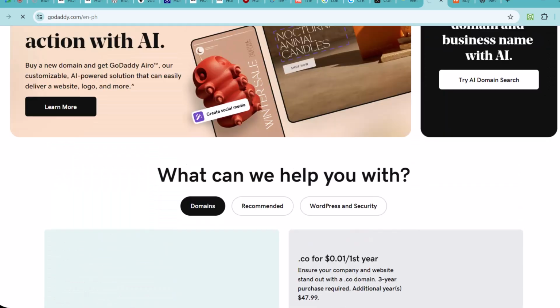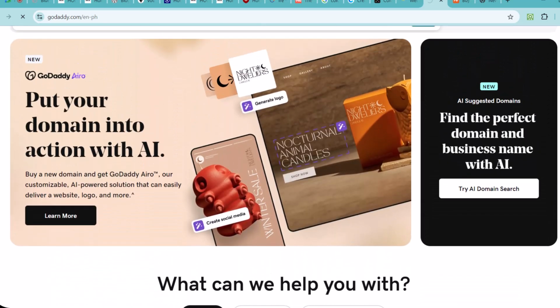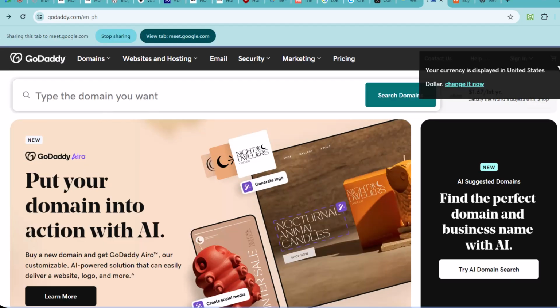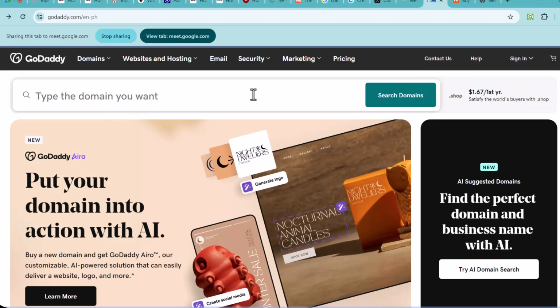Can you see the way the texts, the fonts and colors are blending? Somebody mentioned coffee color the other time. I think this is close to that. So the first feature you look out for here is where to search for domain names.